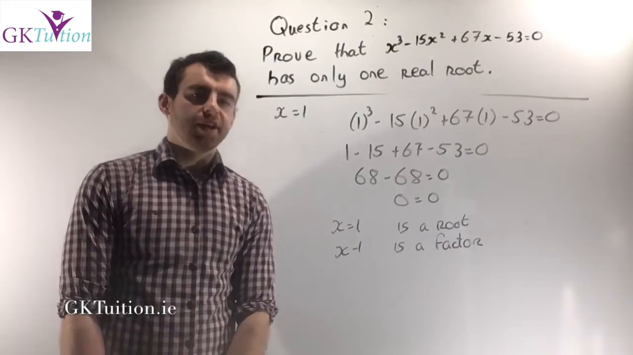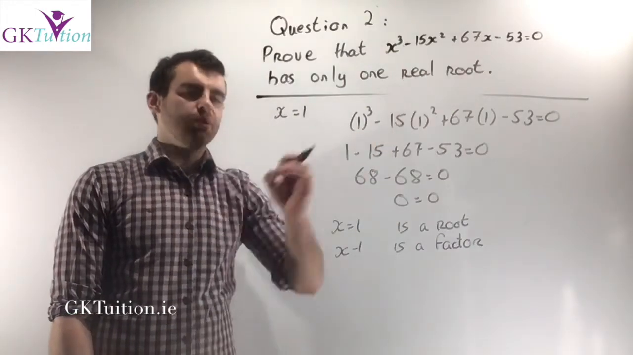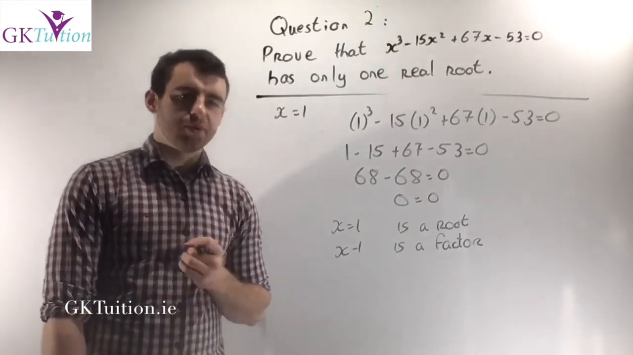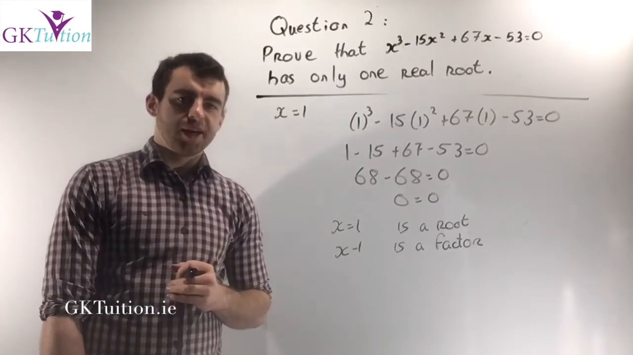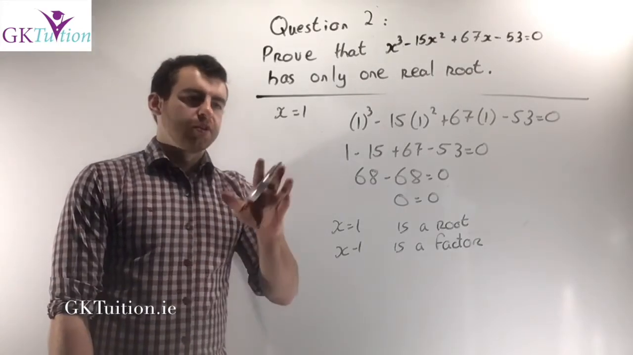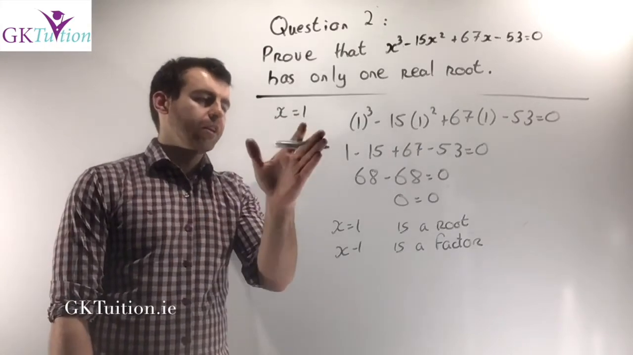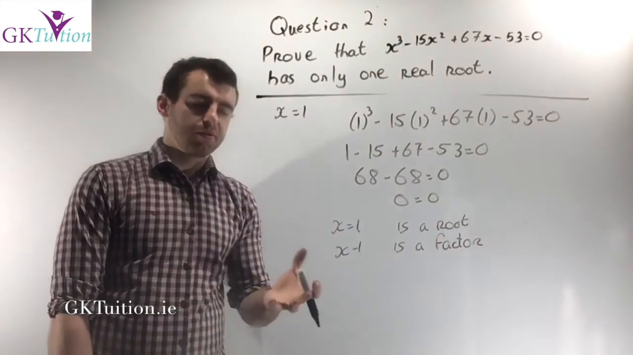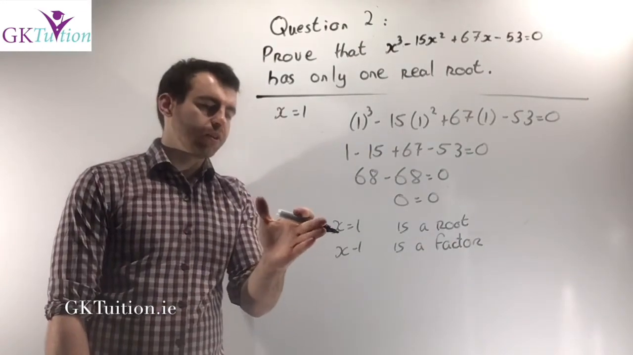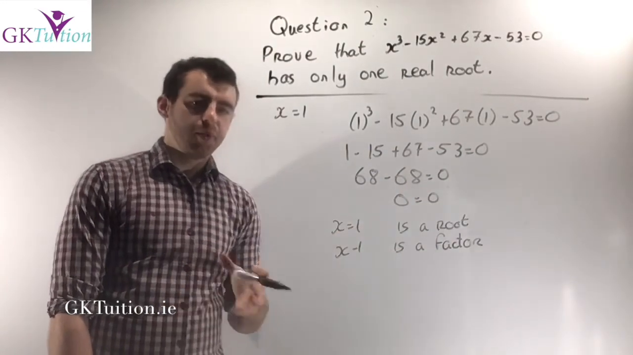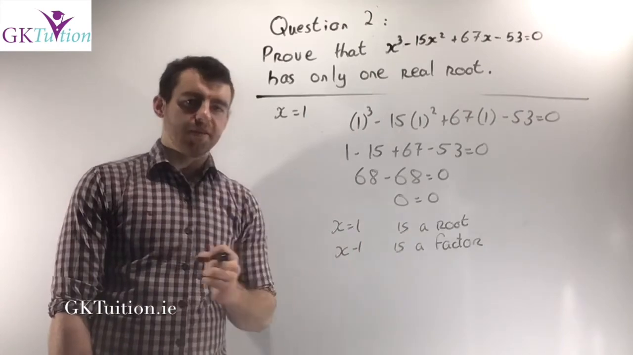The second question here, you needed to prove that this cubic has only one real root. So it's the same as the previous ones. We have to start with trial and error to find the real root. So we investigate first if x equals 1 is a root. You sub it in and you end up with 0 equals 0, so happy enough with that one. We can conclude that x equals 1 is a root, and by extension x minus 1 is a factor.